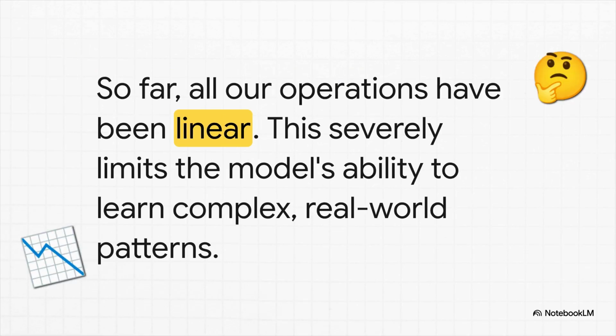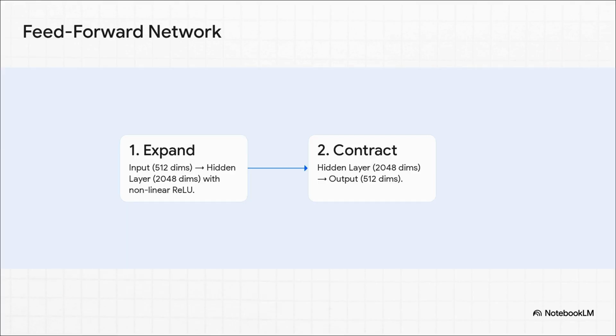But hold on, we've got one last problem to fix. So far, everything we've done, all the math, has been what we call linear. It's basically a lot of fancy multiplication and addition. And that's okay for simple straight-line relationships. But language isn't simple. It's messy, it's complex, it's non-linear. Our model, as it is, just can't learn those really tricky patterns. The solution? A surprisingly simple but really powerful little component called a feed-forward network.